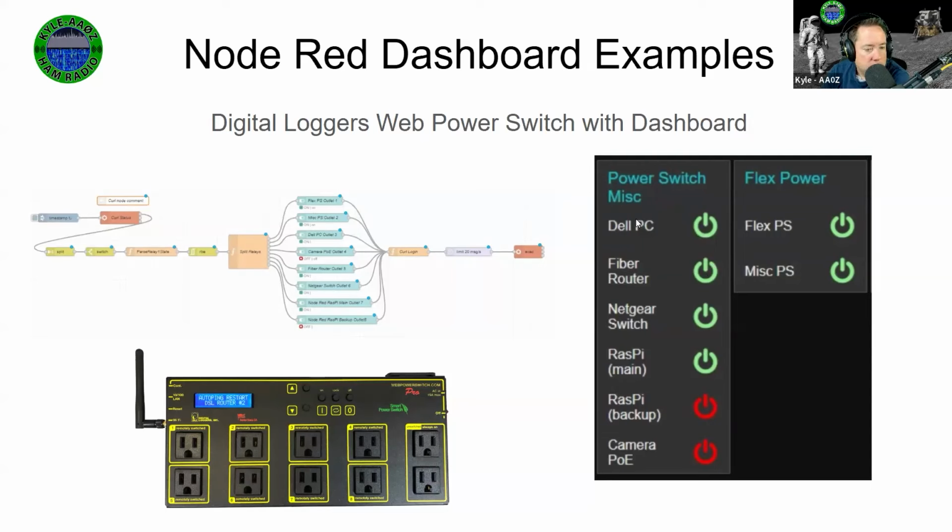So I believe the first switch I've got is a Dell PC. I've got the fiber router, a Netgear switch, a Raspberry Pi, a camera, and then also I've got my Flex power supply and a miscellaneous power supply. So all of these outlets get switched by these buttons. So these right here in the middle of the flow are the actual buttons that get displayed on the dashboard.